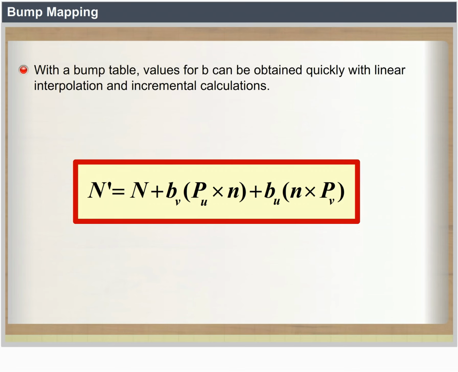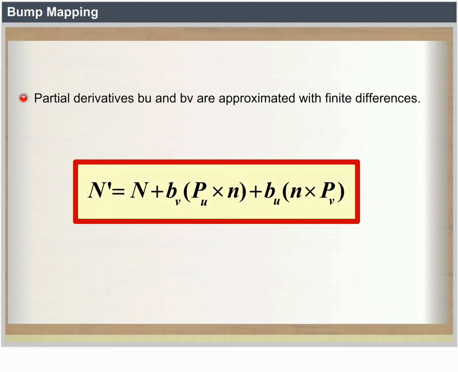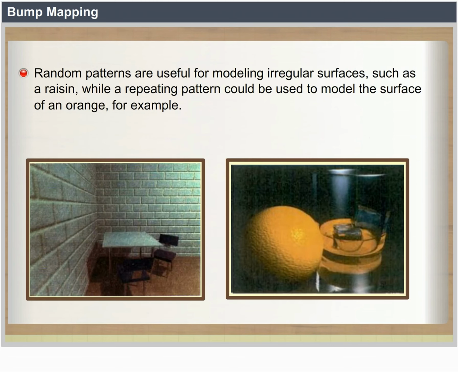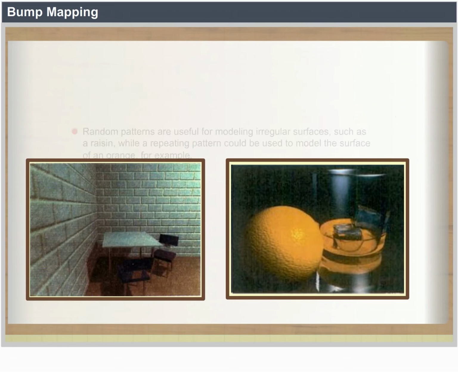With a bump table, values for B can be obtained quickly with linear interpolation and incremental calculations. Partial derivatives BU and BV are approximated with finite differences. The bump table can be set up with random patterns, regular grid patterns, or character shapes. Random patterns are useful for modeling irregular surfaces, such as raisin, while a repeating pattern could be used to model the surface of an orange, for example.